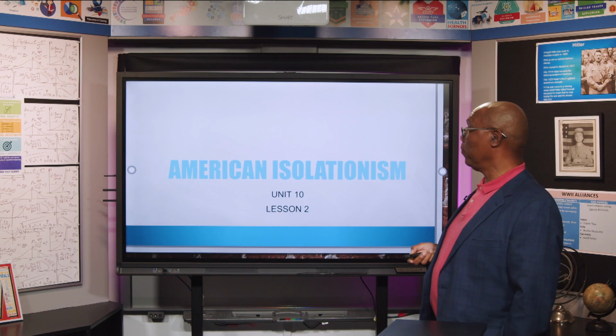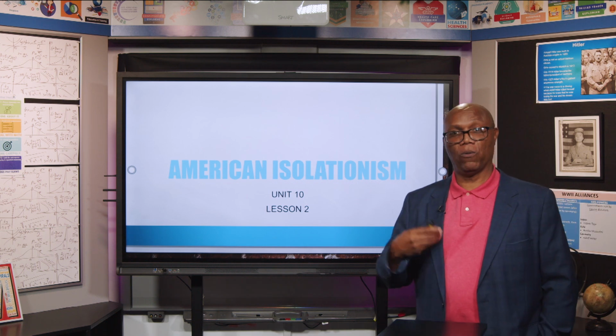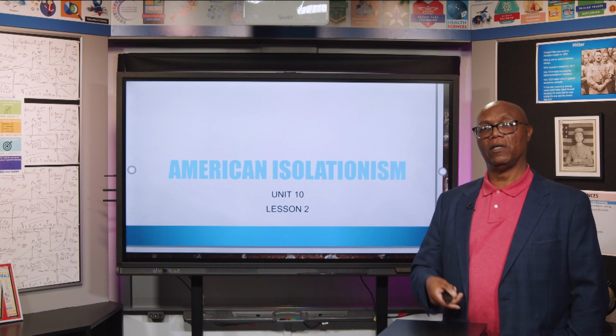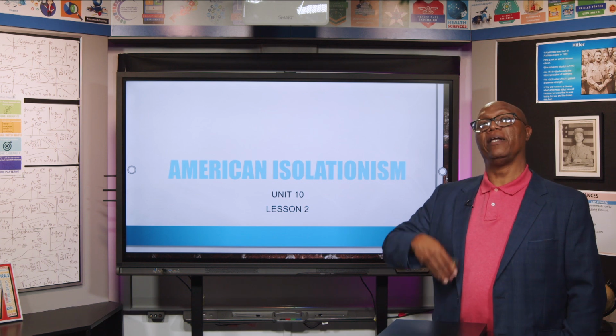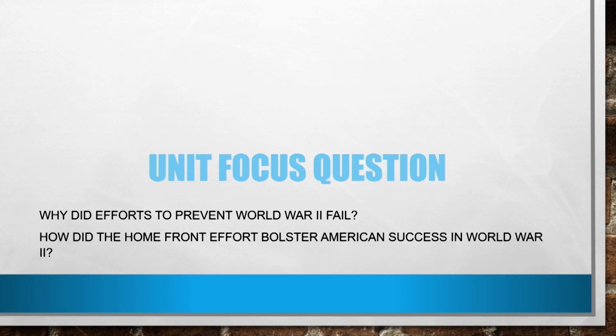What we're going to do today is pick up with Unit 10, Lesson 2, and it's called American Isolationism. What we're basically going to do is examine why the United States of America at the beginning of World War II does not get involved in the war, and then what prompts us eventually to get involved. What we're going to do is look at the unit focus questions.